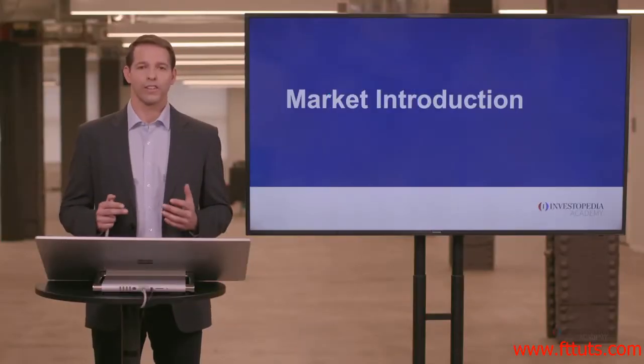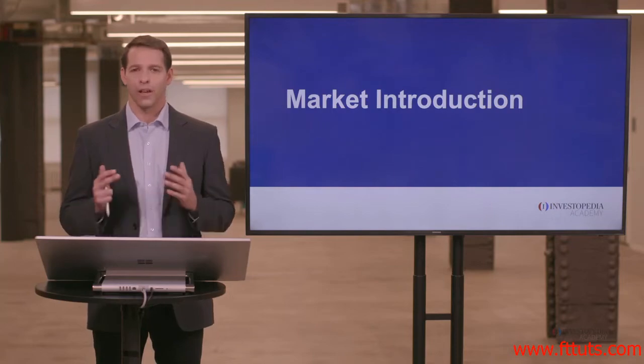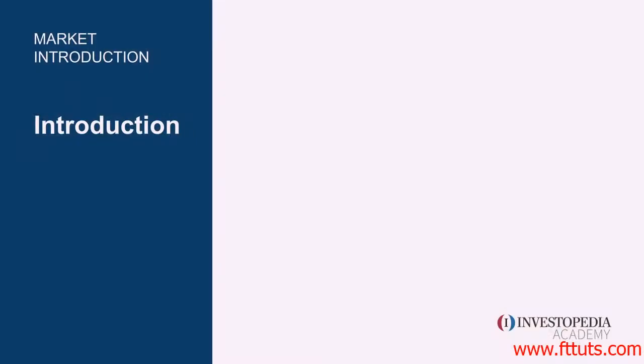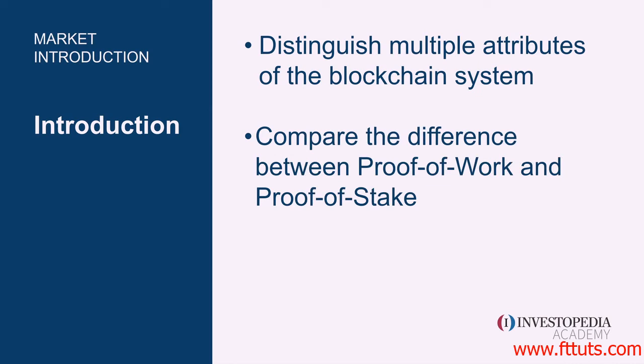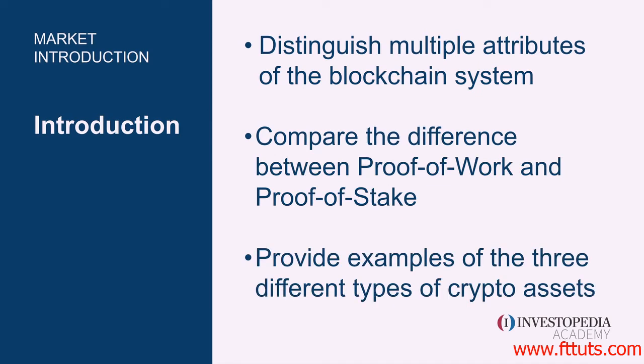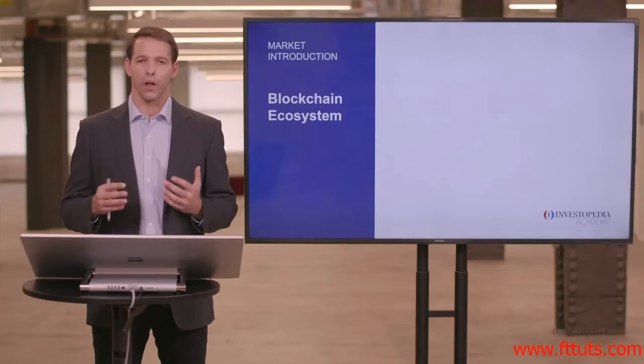Before you start investing in crypto assets, you need to understand where they come from and how they work. By the end of this section, you'll be able to distinguish between multiple attributes of the blockchain system, compare the differences between proof of work and proof of stake, and provide examples of the 3 different types of crypto assets. So let's start by talking about the blockchain.